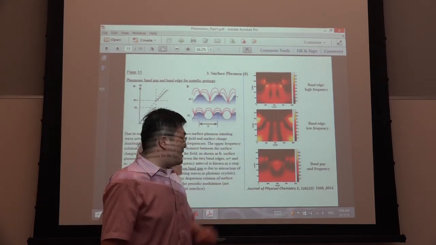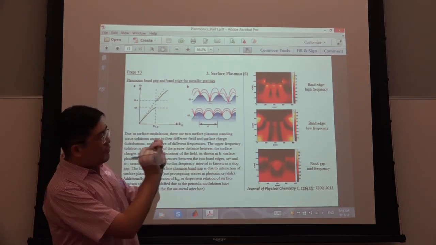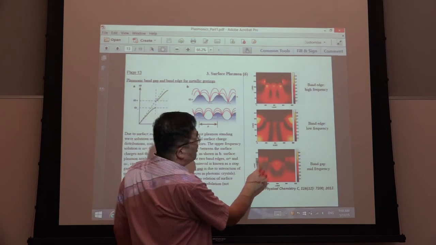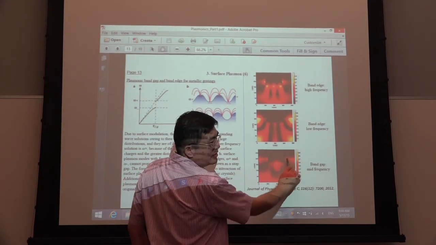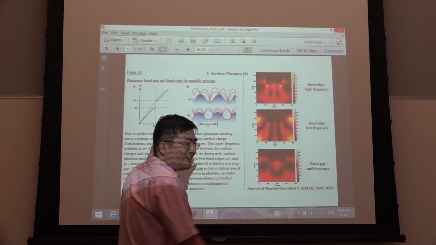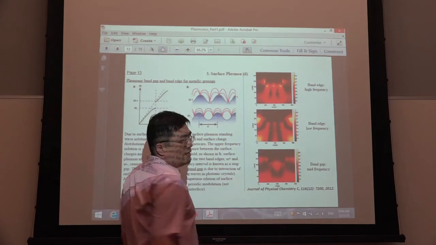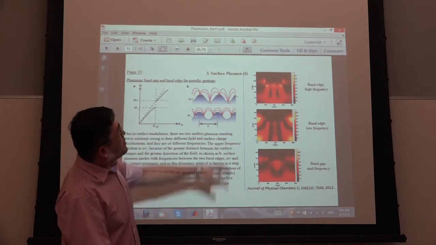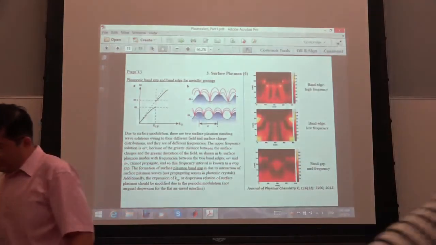But in this structure, the band gap is not a real band gap. It cannot open up. But here you can also see that the field is weak, due to destructive interference. Here it is constructive interference, so the field is strong. So people can use this band edge for lasing, a plasmonic band edge laser, because the E field is strong.